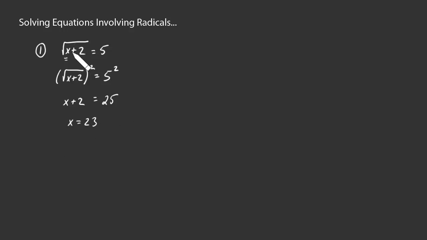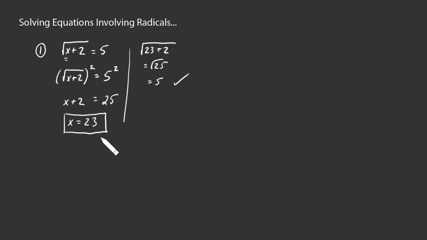Certainly, if I plug 23 in for x, I see that's the square root of 23 plus 2, which is the square root of 25, which is 5. And on the right-hand side, I got 5, so it looks like it works out. Yes, that is indeed my solution. But this little piece where we're checking stuff, that turns out to be very important. Let's see why. Let's look at another example.